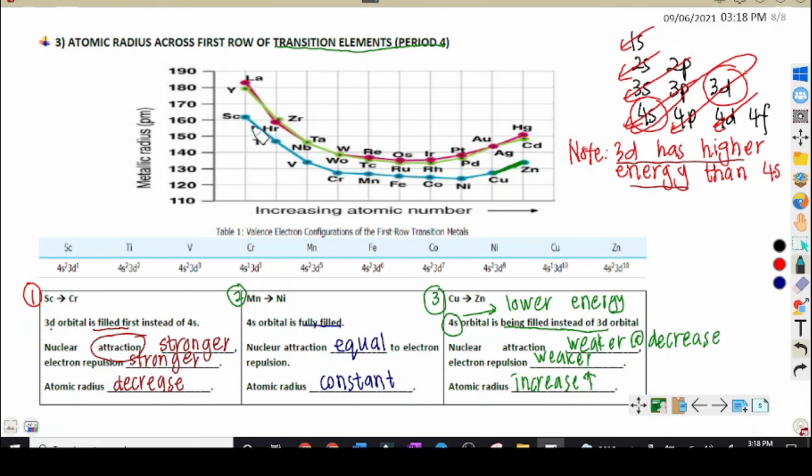So in short, the changes in atomic radius across the first row of transition elements happen because of the difference in how 3d and 4s orbitals are being filled. So we got three trends: the atomic radius decreases, then the atomic radius becomes constant, and then increases finally.